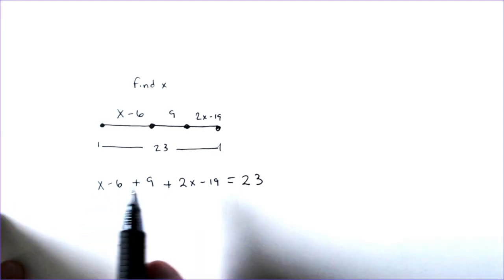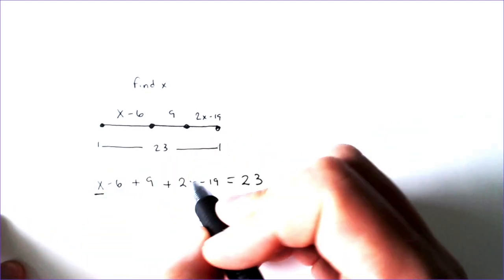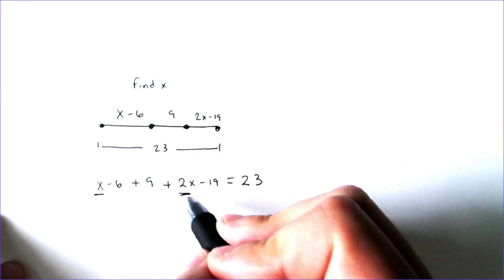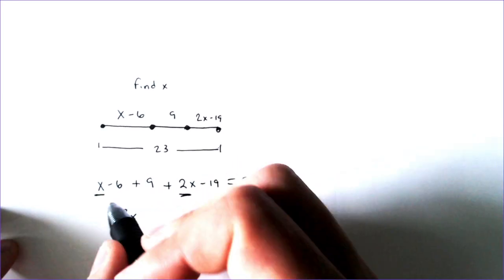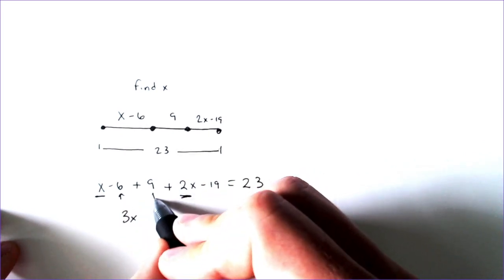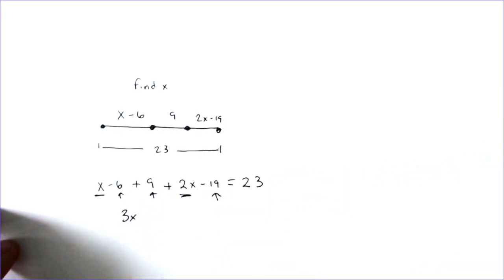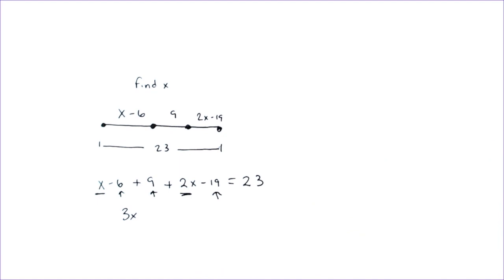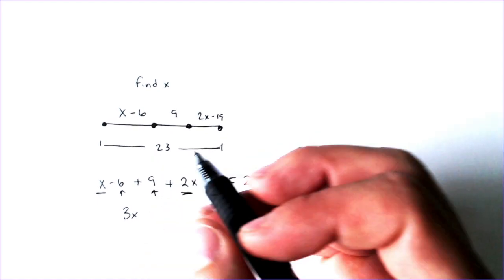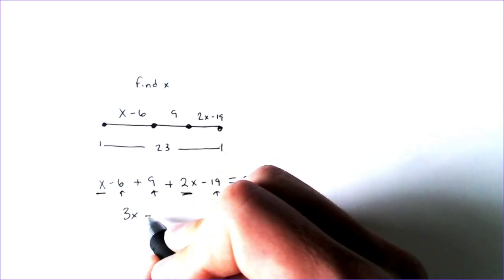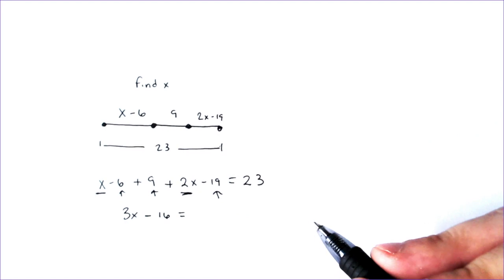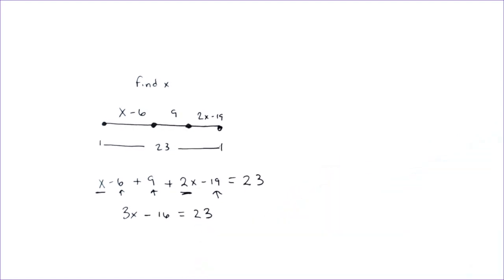So we're going to combine our x's. We got x here, 2x there. We can combine those to make 3x. We have negative 6, positive 9, and negative 19. If I add negative 6 and positive 9, and then a negative 19, if I add all 3 of those together, we'd end up with positive 3 and then negative 19. That's negative 16 when we add all 3 of those numbers together, equals 23.